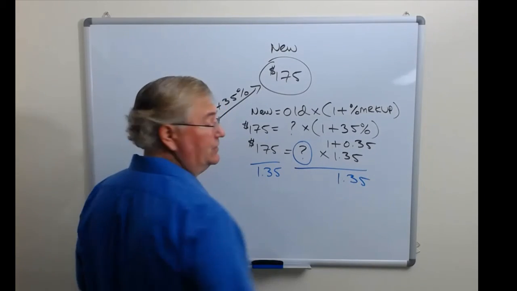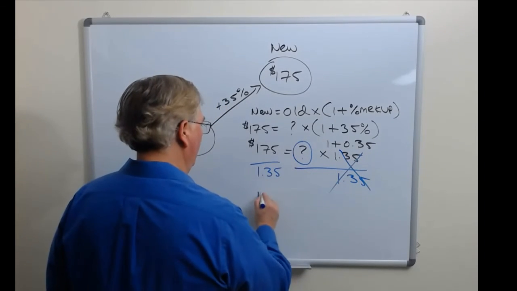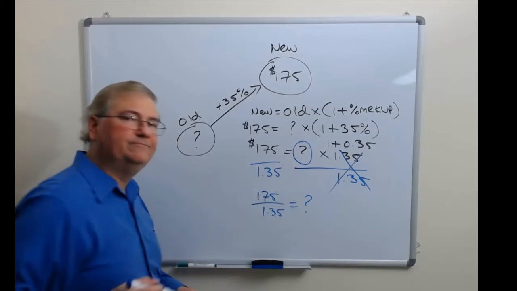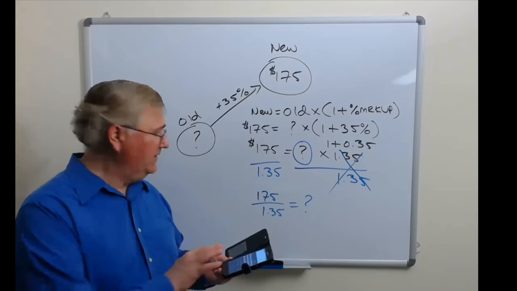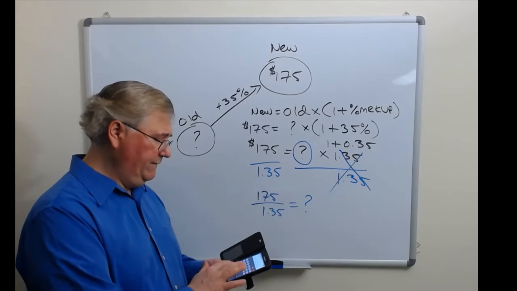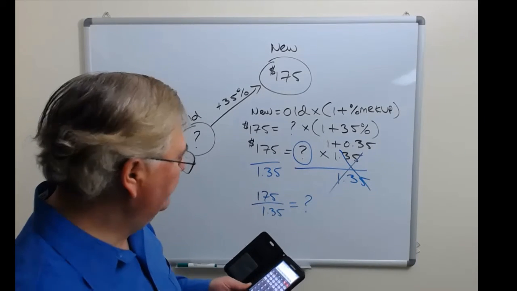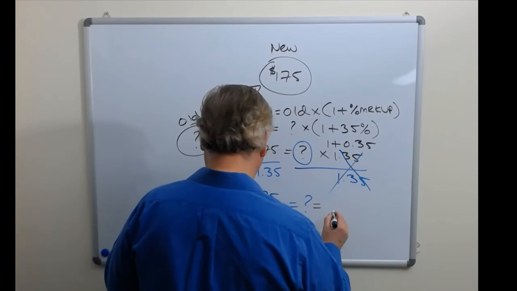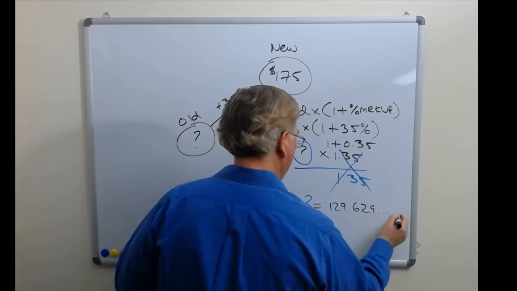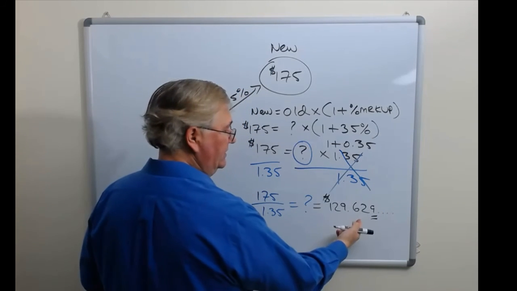Remember, anything over itself is just 1, which means we can cancel this part out here, and we're left with 175 over 1.35 equal to question mark. So we whip out our handy dandy calculators and we key in 175 divided by 1.35, and we get 129.629 and so on. Which means we have a fragment of a cent here. We have to bump this up to the next penny, which is 63 cents.